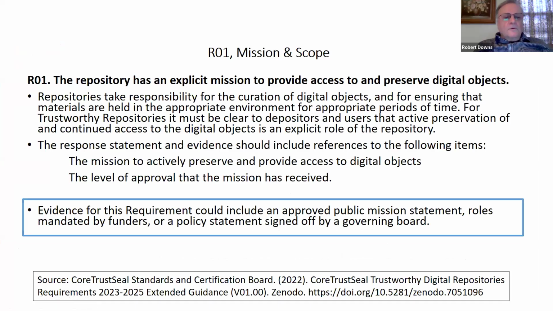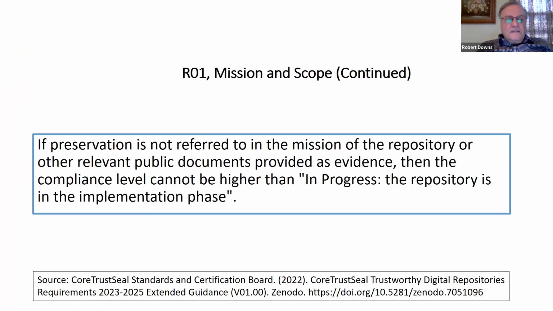Okay, and so we were talking about R01 mission and scope. We want to make sure that an authority has approved our mission statement and document that in the template, describing what authority has approved the mission statement. An important thing about R1, you might recall, is that we should be referring to preservation. It could be referred to in the mission statement, or on another web page that's publicly accessible, where we're telling the community about what we do. But the important thing here is that we do mention preservation somewhere.